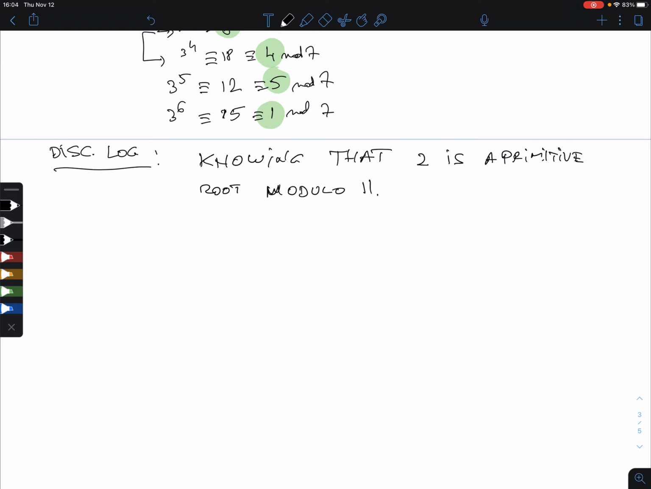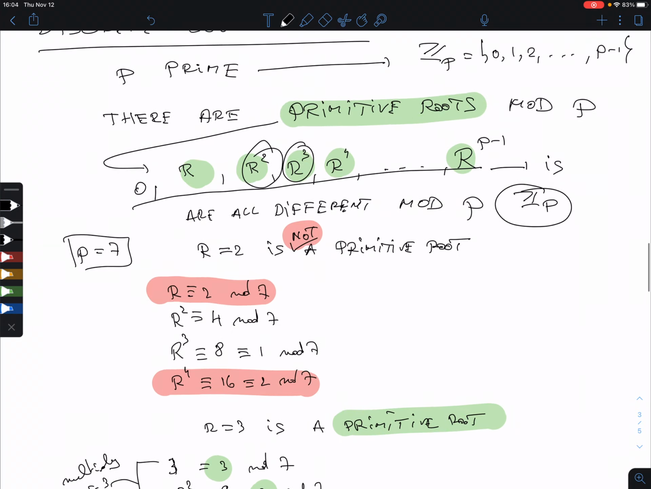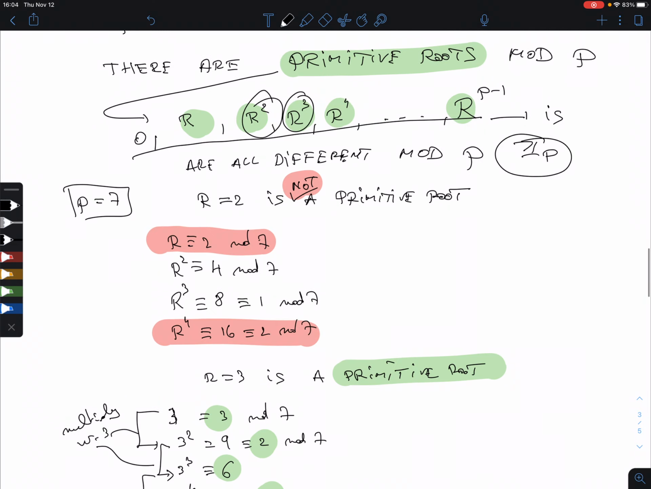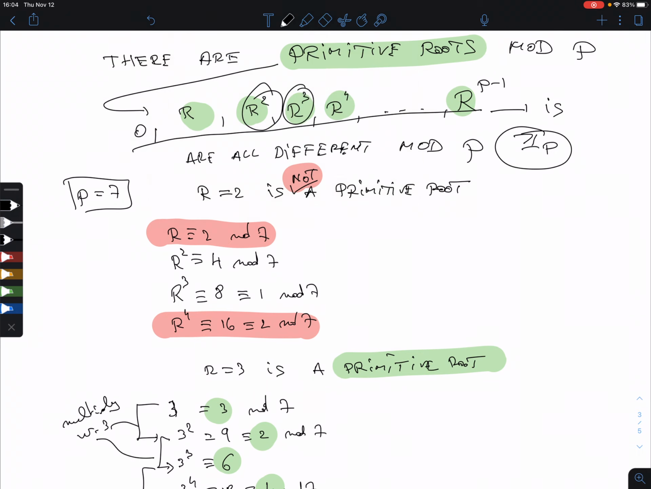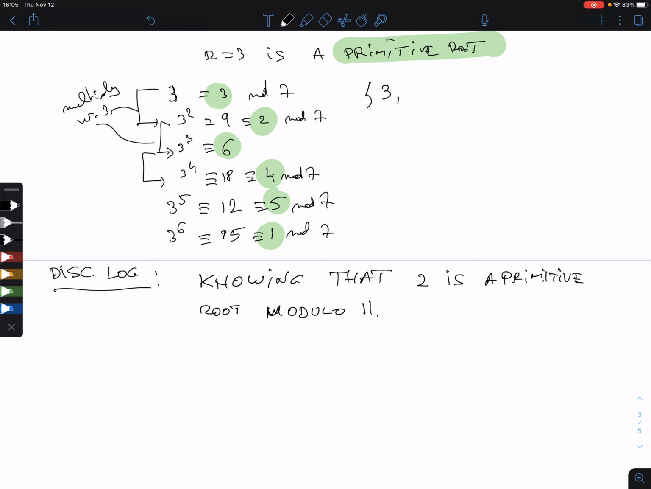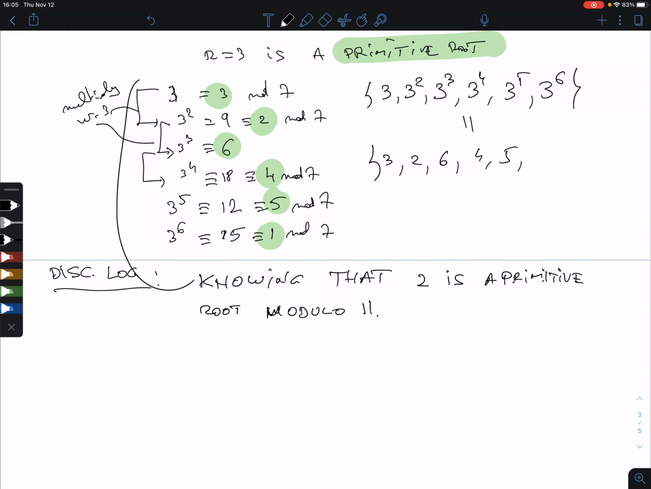Well, we know that every number between 1 and 10, not 0, but between 1 and 10, is the remainder of some power of 2. And in fact, there's exactly one power, right? So we saw that if you list, let me make this a bit more visual, the powers of 3: 3 squared, 3 cubed, 3 to the 4th, 3 to the 5th, 3 to the 6th. This is the same, in the same order, as 3, 2, 6, 4, 5, 1.